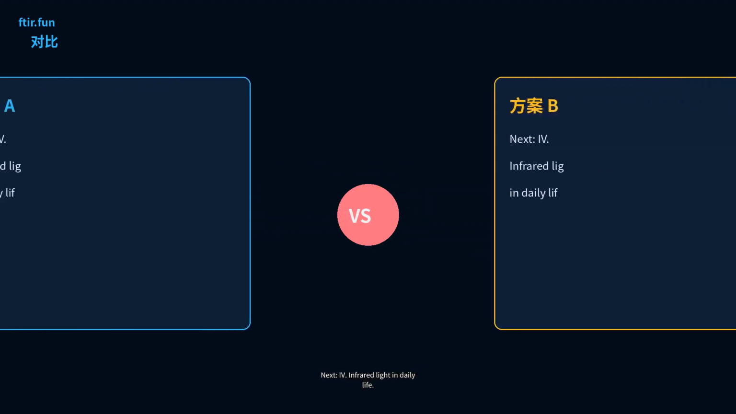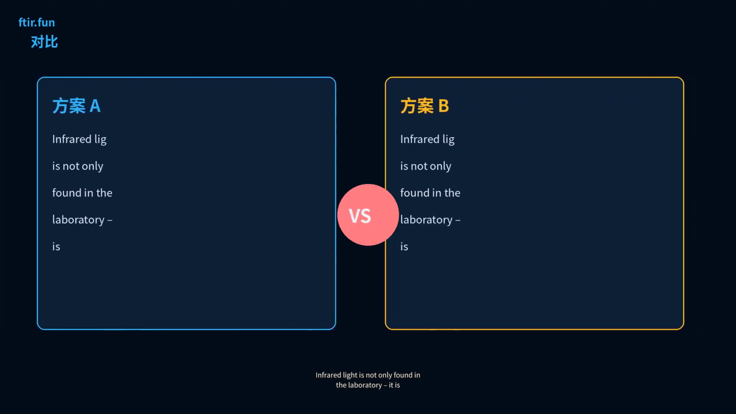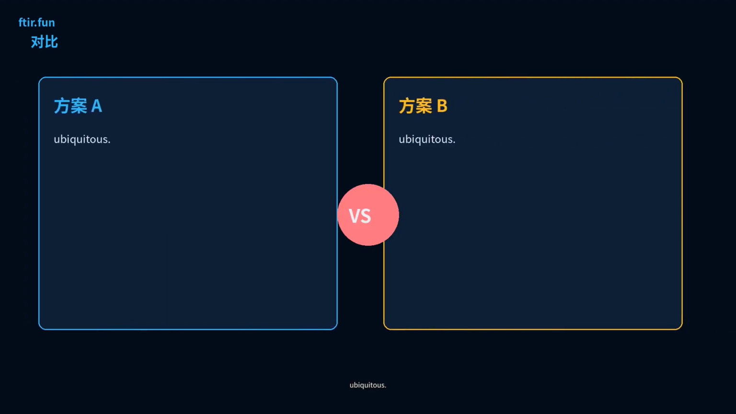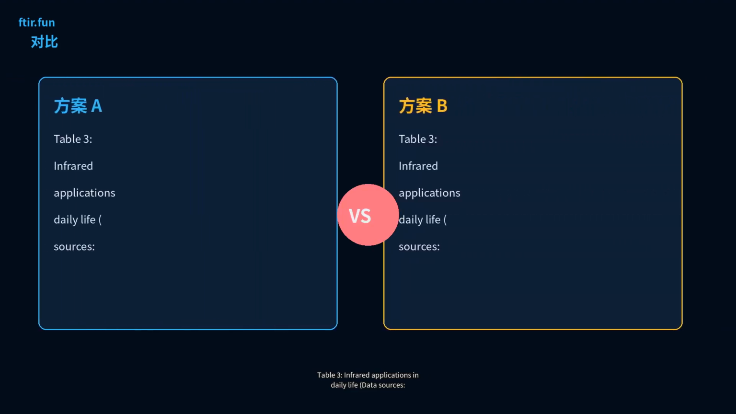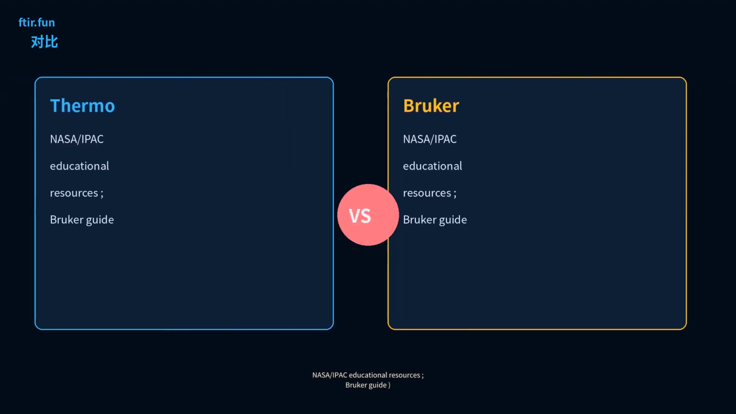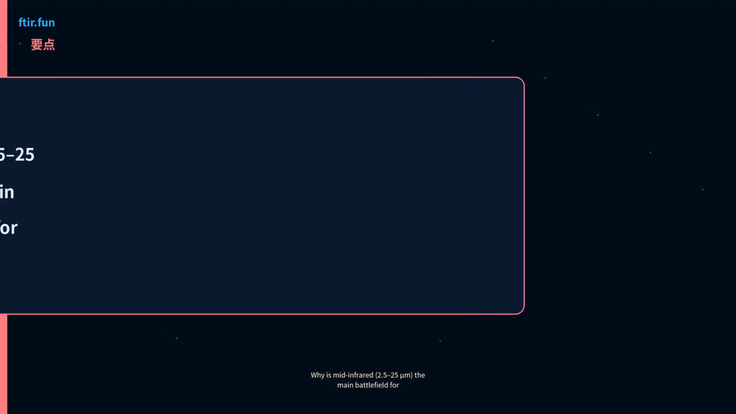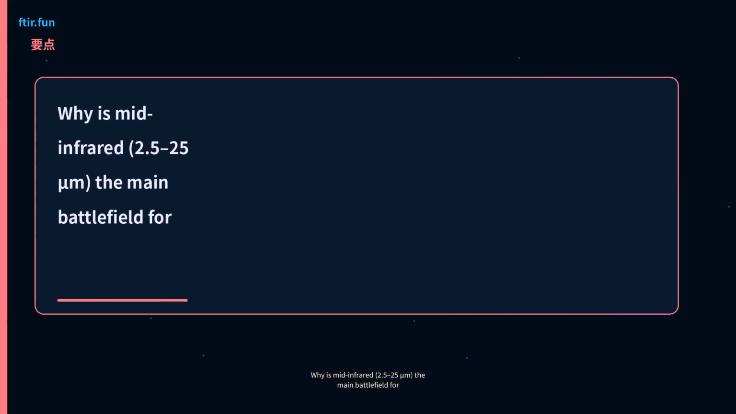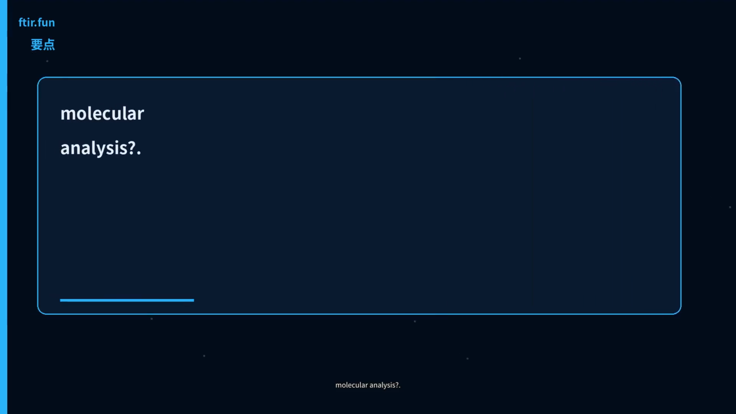Next, infrared light in daily life. Infrared light is not only found in the laboratory, it is ubiquitous. Table 3: Infrared applications in daily life. Data sources: NASA EPIC Educational Resources.